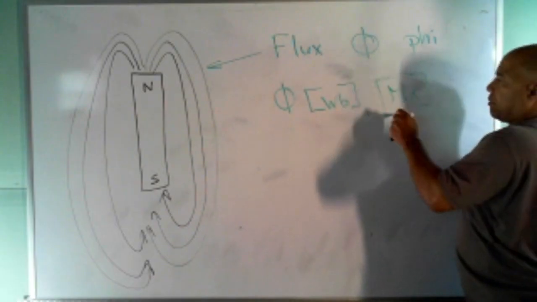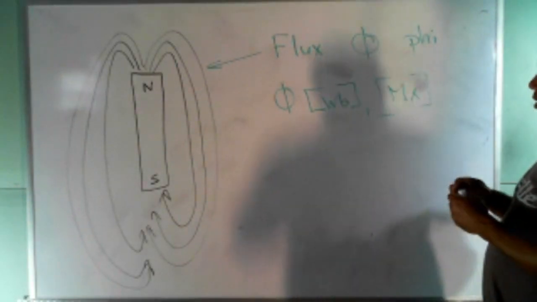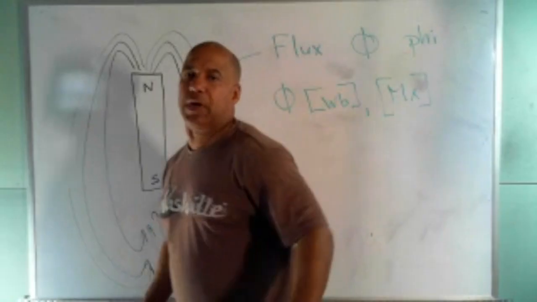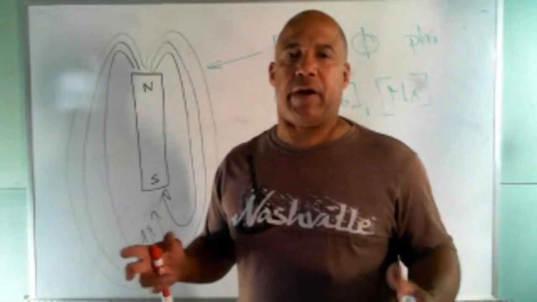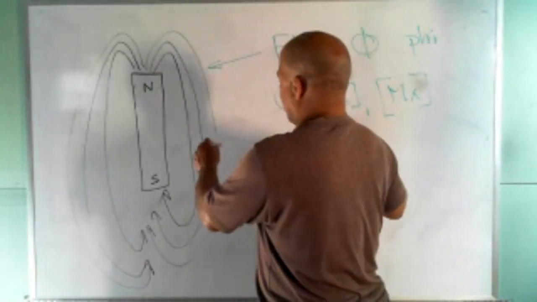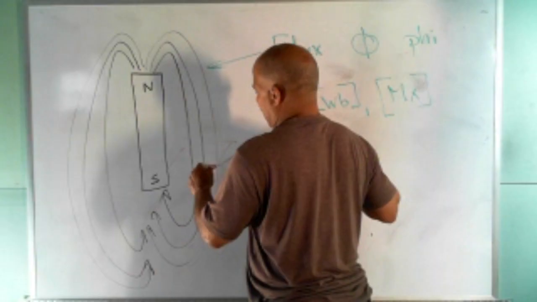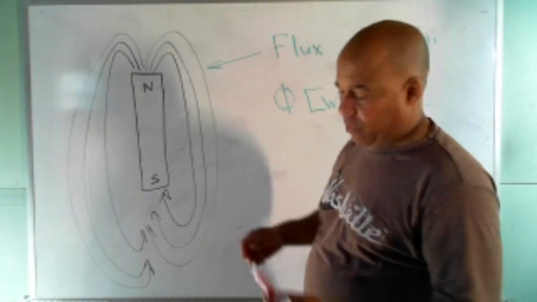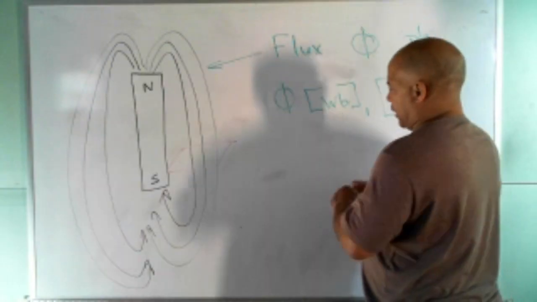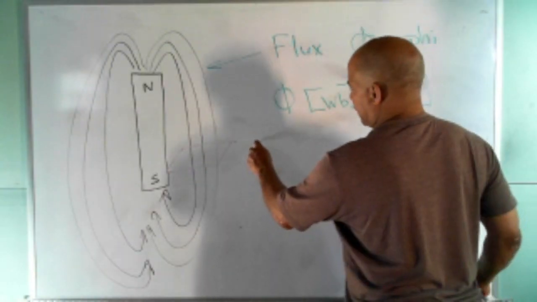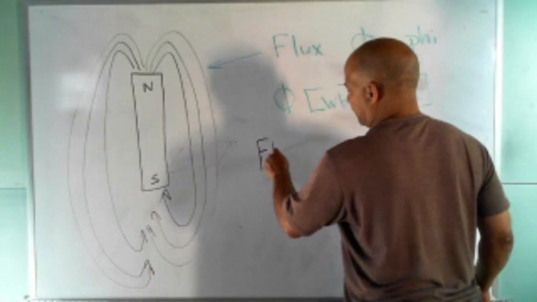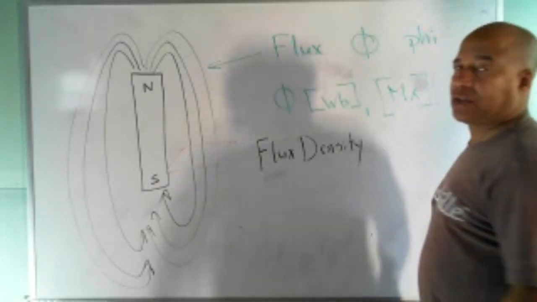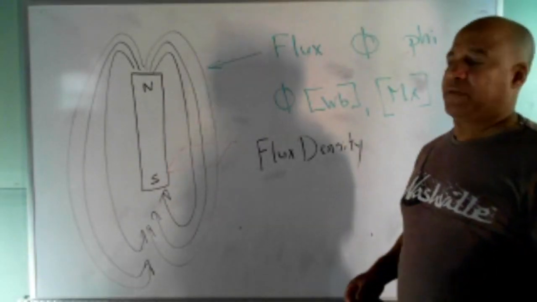So we talked about Webers and Maxwells. And then what's important though is not flux by itself, but how much flux you have per unit area. If I take an area, like a square area, and I count the number of flux lines that go through it, we call that the flux density. And that's important because it tells us the strength of the magnetic field.